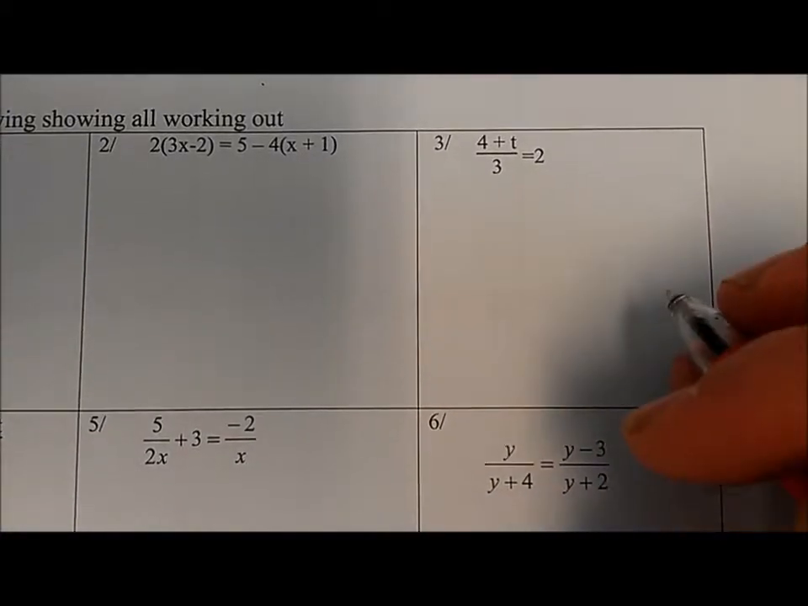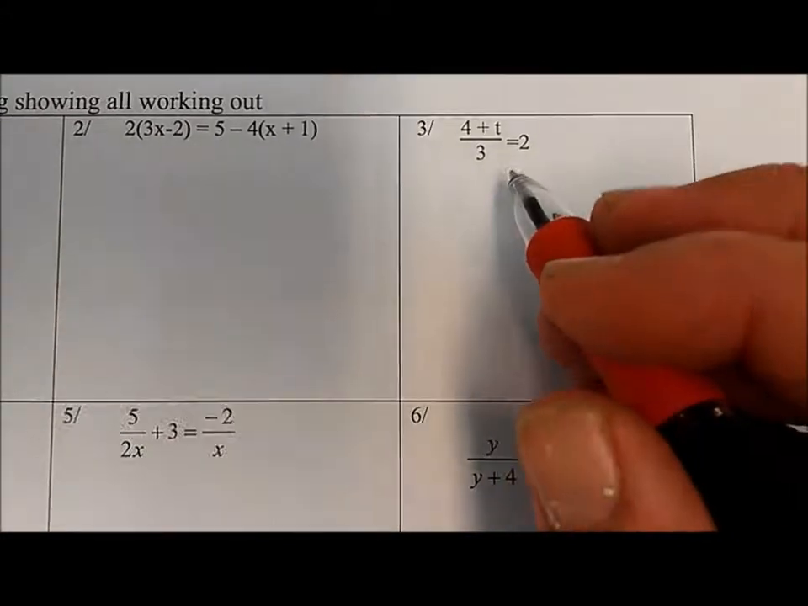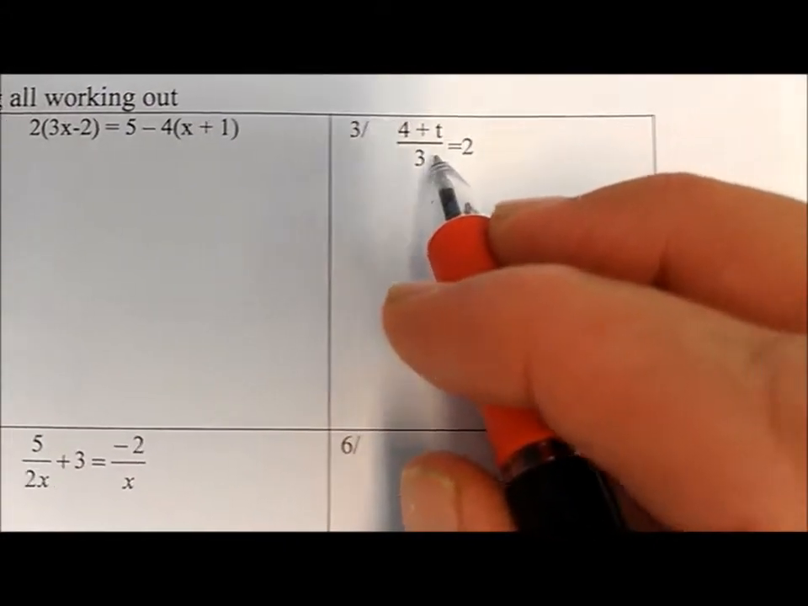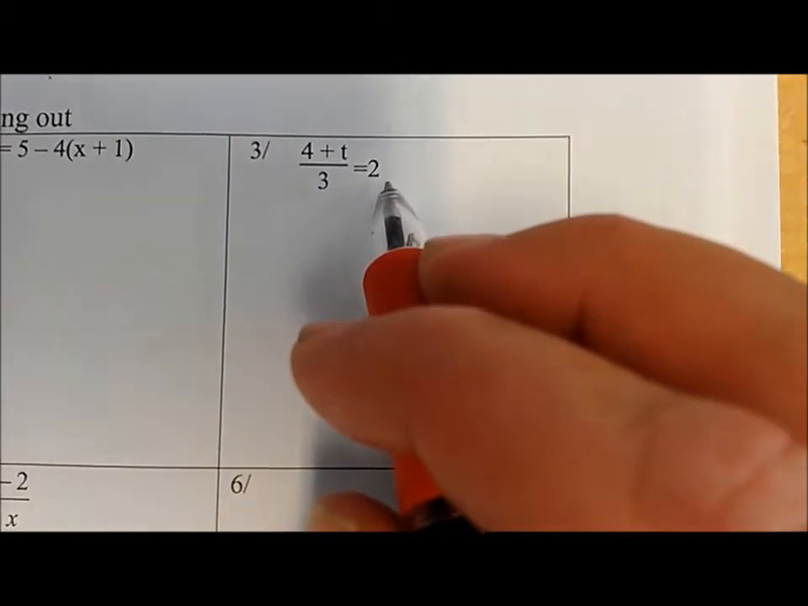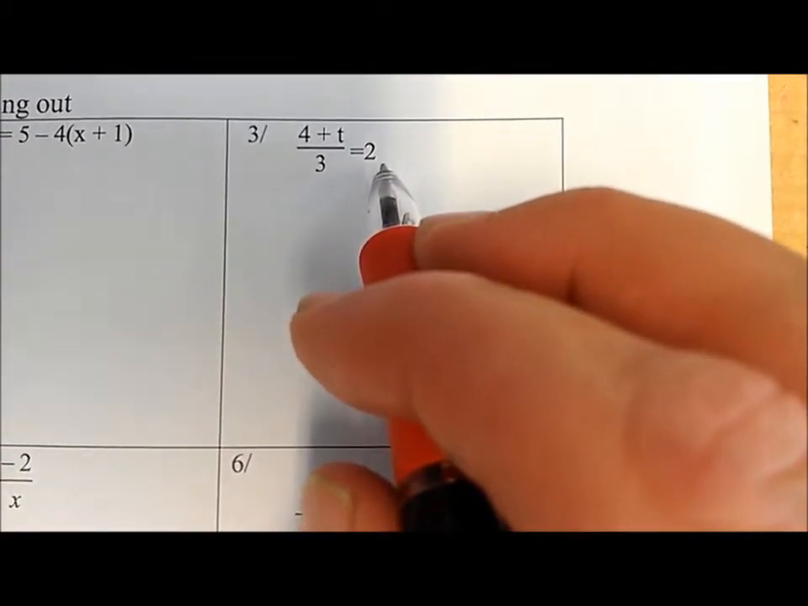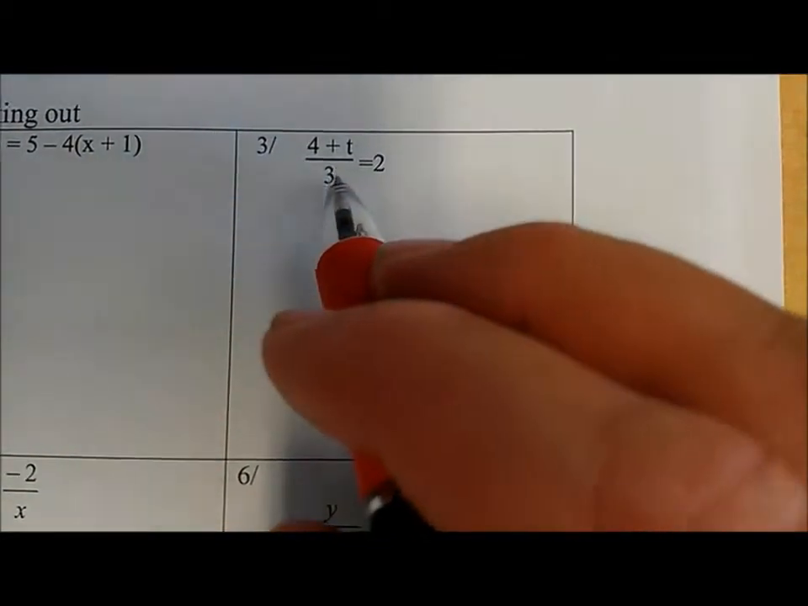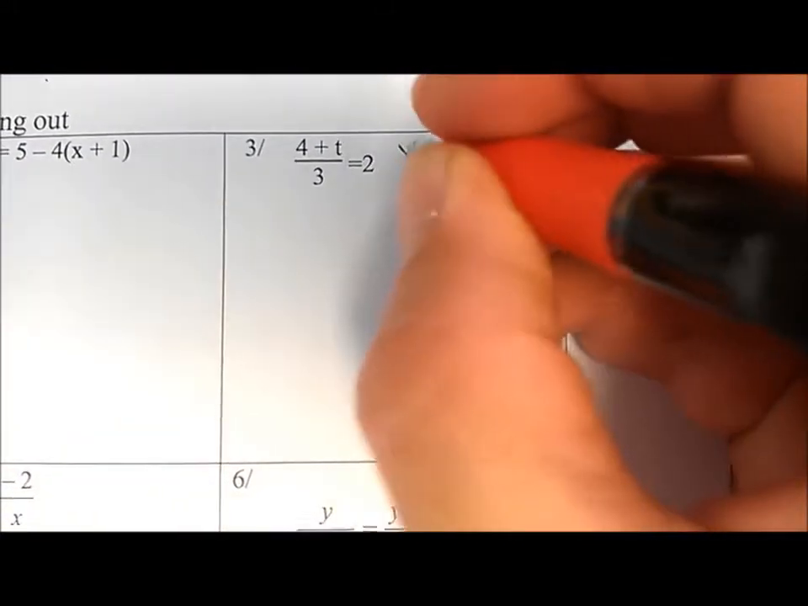Okay, I want to look at solving equations with fractions, so I'm going to go through some of these from our pretest. So here's a nice one here, 4 plus t over 3 equals 2, and I want to solve that equation. So what I want to do first is just get rid of the denominator. I want to get rid of that 3, so I'll multiply both sides by 3.